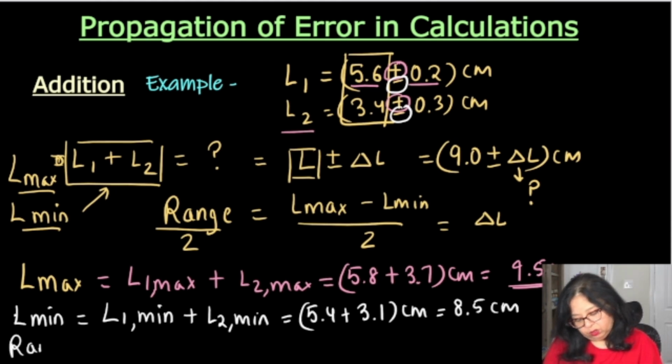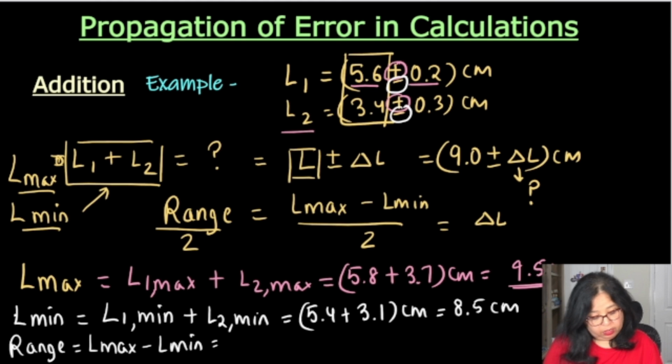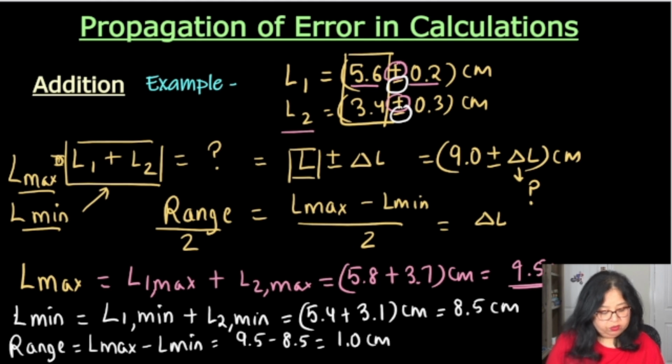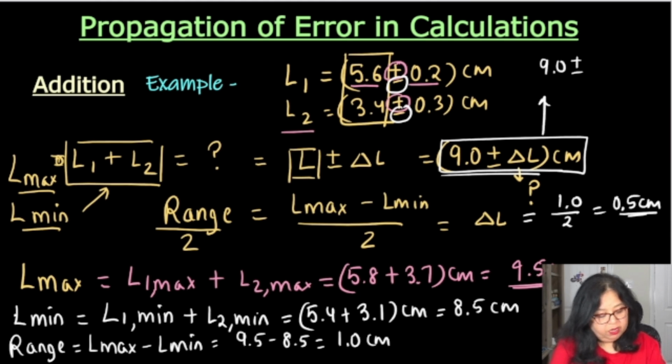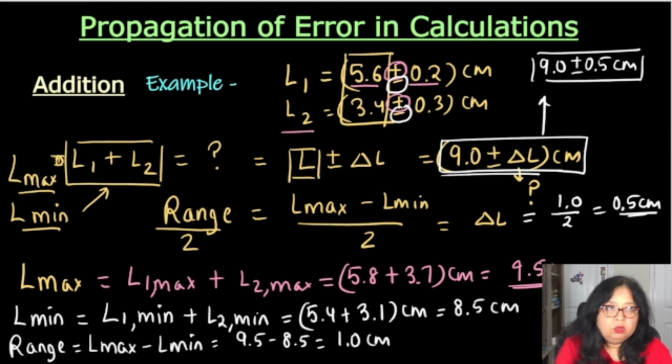So what would be the range? L max minus L min equals 9.5 minus 8.5 equals 1.0 centimeters. So if that is what the range is, then what will be delta L equal to? 1.0 divided by 2 is equal to 0.5 centimeters. So our answer here will become equal to 9.0 plus minus 0.5 centimeters. So this is the proper strategy, the proper way to find the proper form of the answer.